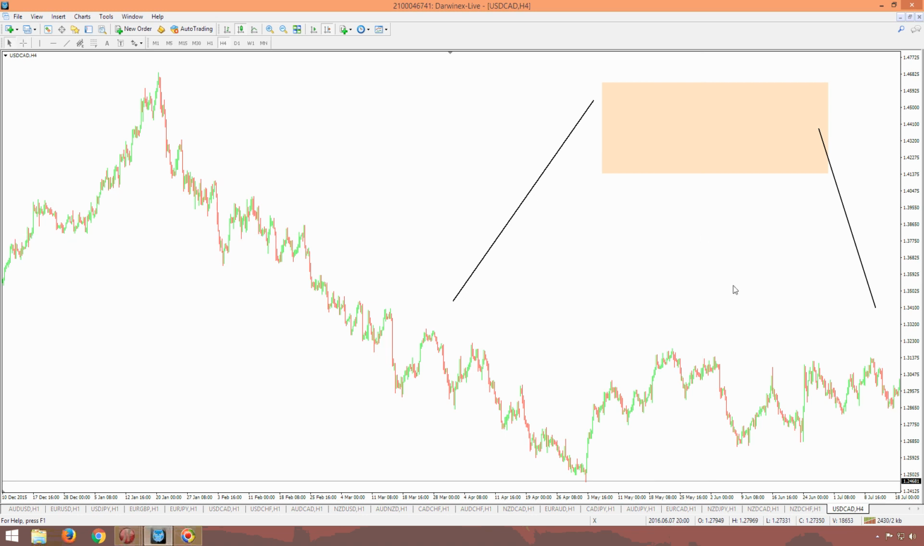Before anything, let me show it to you here, how a head and shoulders looks like in textbook materials and not in the Forex market. So, we have a bullish trend. Then a bit of a consolidation starts. And then the market hesitates and then it consolidates for a while.